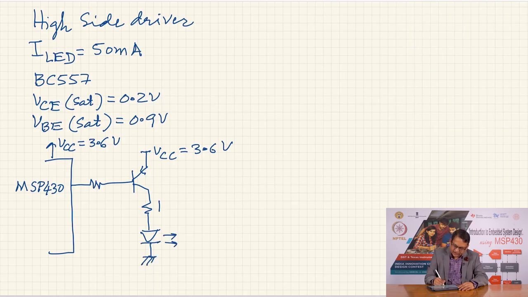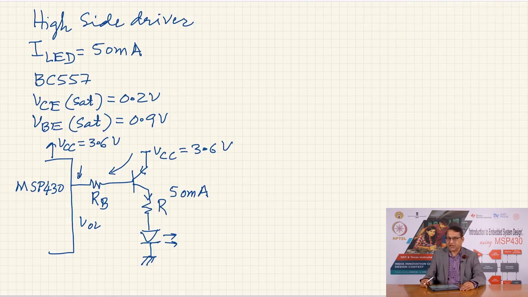and we want to calculate the value of this R and this RB, and the current through this configuration we have chosen to be 50 milliampere. All right. Now, when will the transistor be saturated? When it is heavily forward biased, and that will happen when the output is VOL.